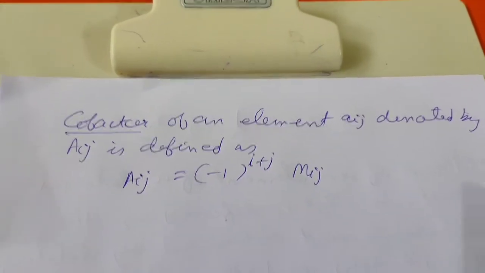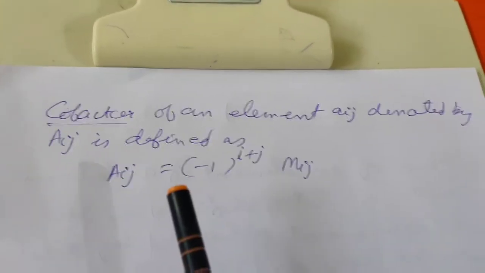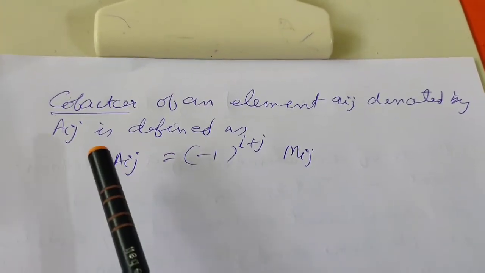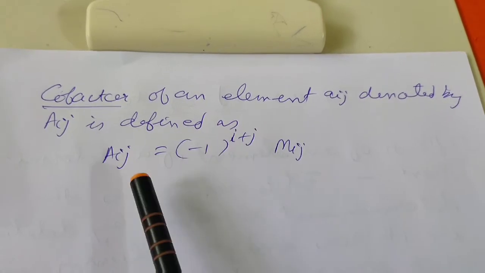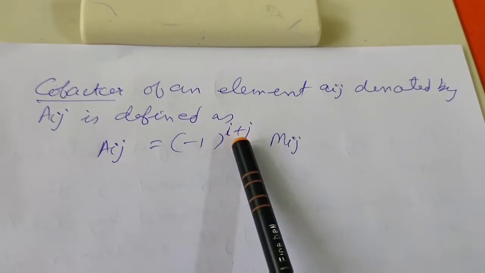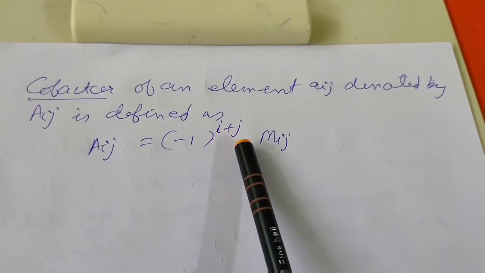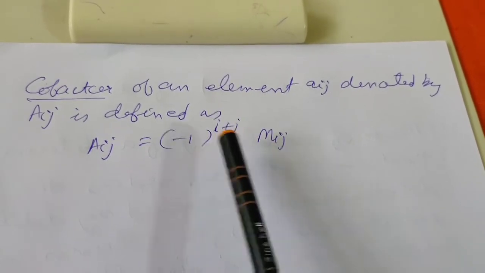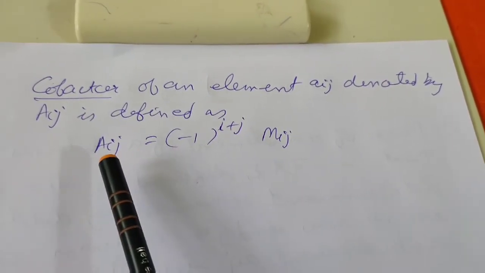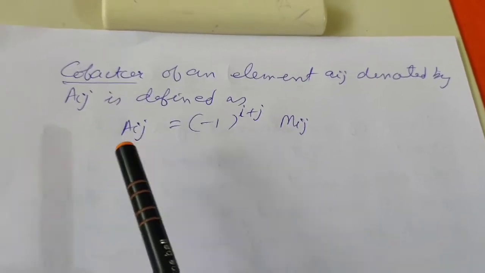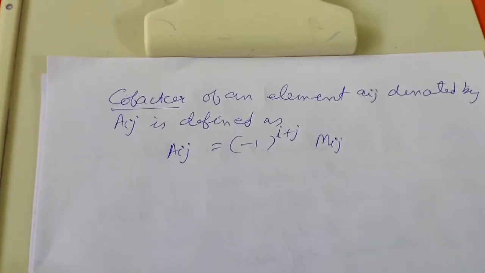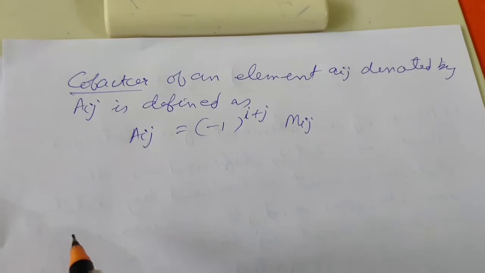Next we learn about cofactor. The cofactor of an element of a determinant, denoted by capital Aij, is defined as Aij equal to minus 1 raised to i plus j, into Mij, where i and j are the position of the element in the matrix, that is, in which row and which column it lies. Let us understand this with the help of an example.